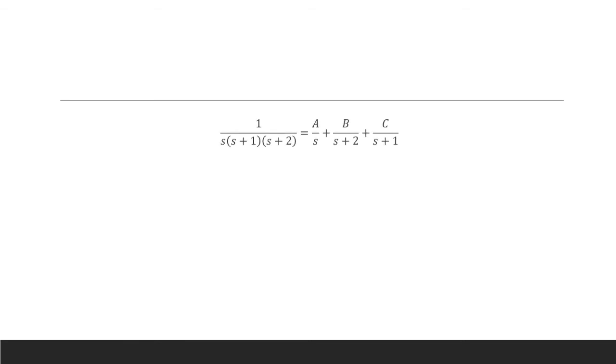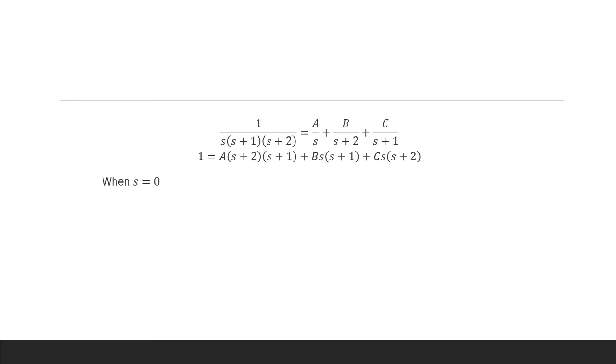So, using partial fractions, we will have 1 over s times s plus 1 times s plus 2, and that is equal to a over s plus b over s plus 2 plus c over s plus 1. Multiplying the whole equation by s times s plus 1 times s plus 2, we will have 1 is equal to a times s plus 1 times s plus 2 plus b times s times s plus 1 plus c times s times s plus 2. Now, we will find the values of a, b, and c.